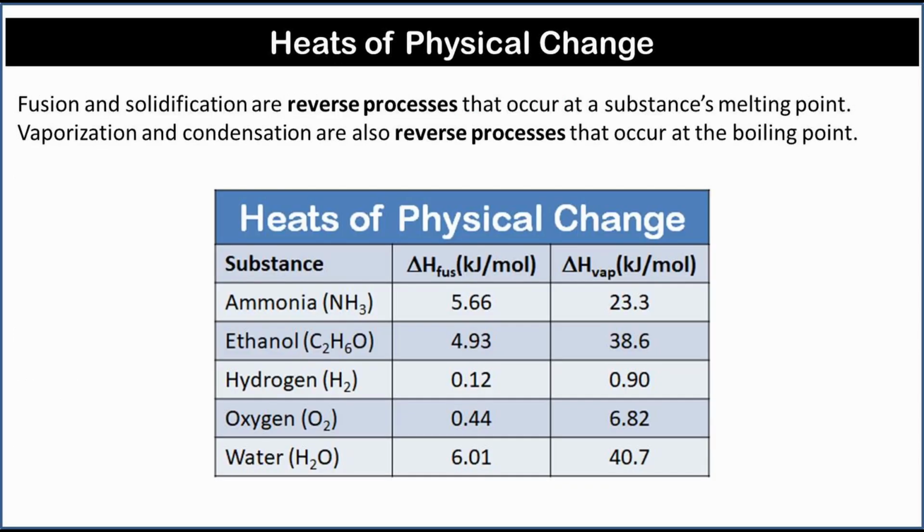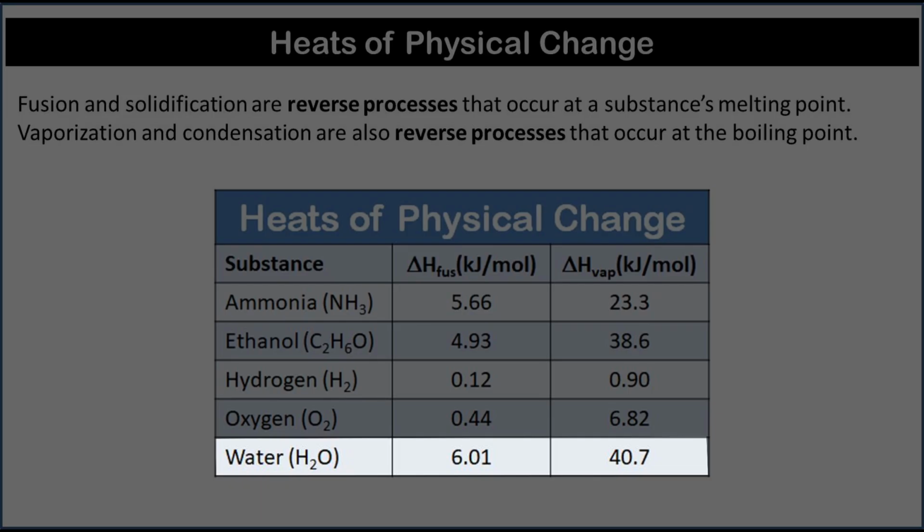Fusion and solidification are reverse processes that occur at a substance's melting point. Vaporization and condensation are also reverse processes that occur at the boiling point. The table lists the molar heats of fusion and molar heats of vaporization for several substances. Look up the heats of physical change for water. You will notice that the molar heat of vaporization is significantly higher than the molar heat of fusion.